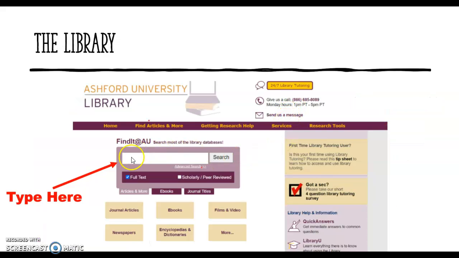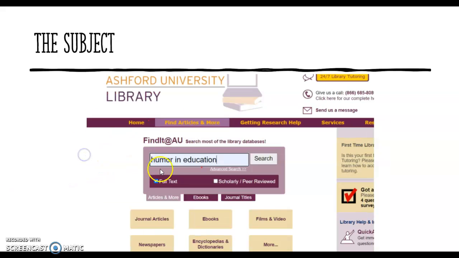And on this screen, you can type here the subject that you want to research. And we're going to type in humor in education for this example. And if you click on this box here, it will narrow in your searches to only scholarly and peer-reviewed articles.